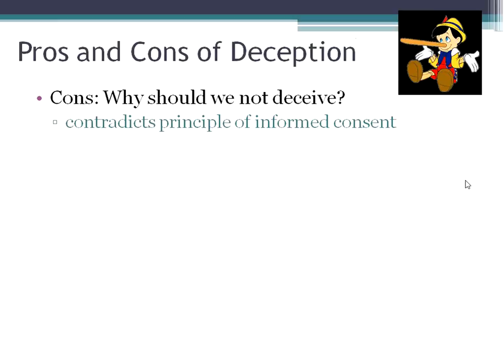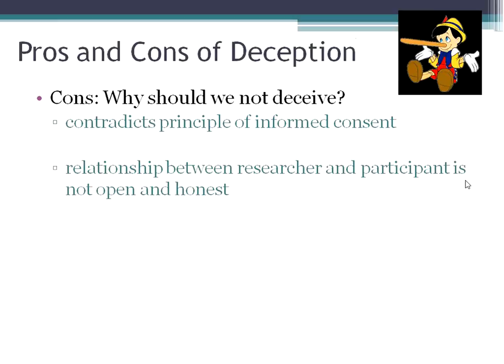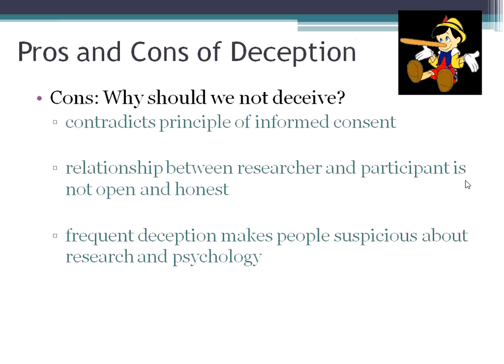Now, there's problems. Obviously, it contradicts the principle of informed consent, and this relationship between the researcher and participants is not open and honest, and it makes people suspicious, especially in psychology. Now, again, most of the research that people in the field of education are going to be doing isn't going to necessarily involve much deception, but it's important to know, especially if you are reading research articles in psychology, or if you end up dabbling in psychological research.